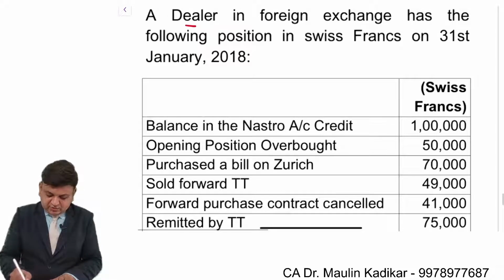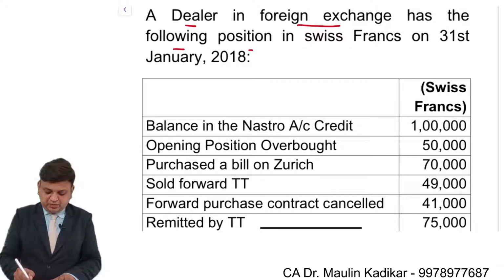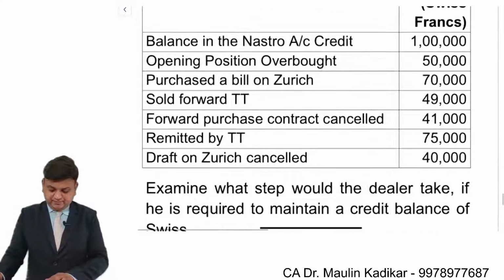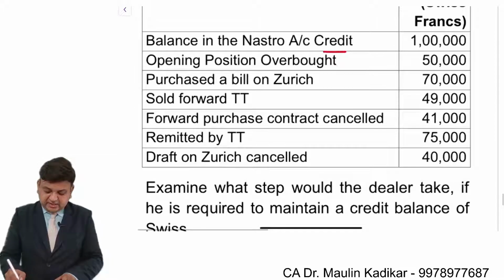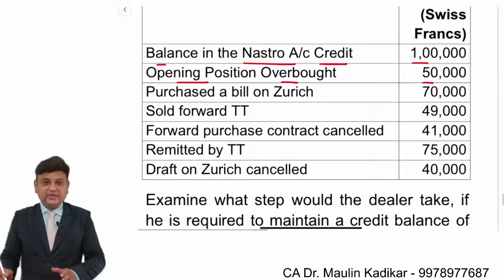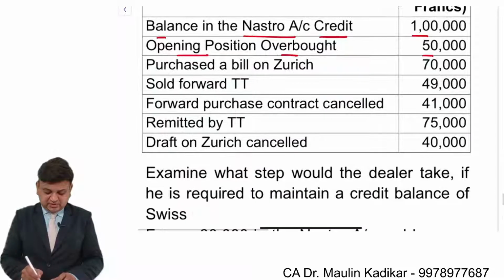A dealer in foreign exchange has the following position in Swiss franc on 31st of January 2018. Credit balance in Nostro account $1 lakh. Opening position overbought $50,000. The transactions have been provided to us. Purchased a bill on Zurich. In simple language, we understand this as bill discounting.